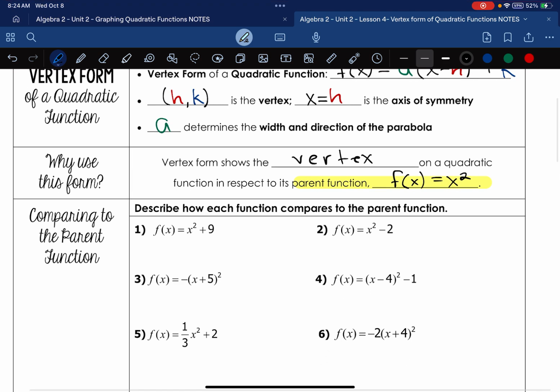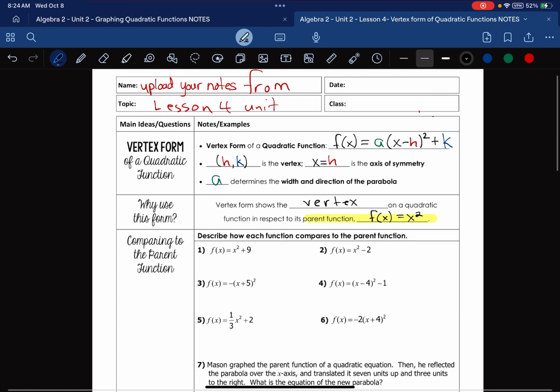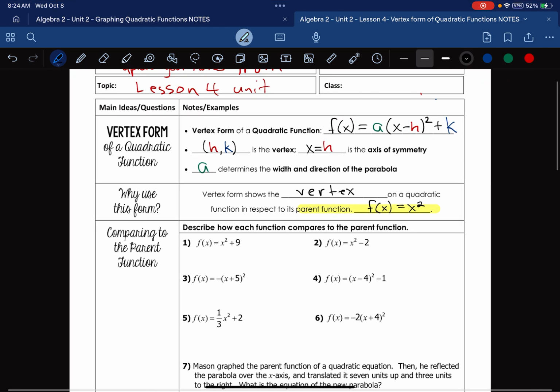Okay, now, comparing the parent function. We're going to describe how each function compares to its parent function. So remember, this is where we're looking at the values inside the function, outside the function, those transformation values. So when I have numbers on the inside, that transformation is h. In our vertex form, it's inside our parentheses with our x being squared.